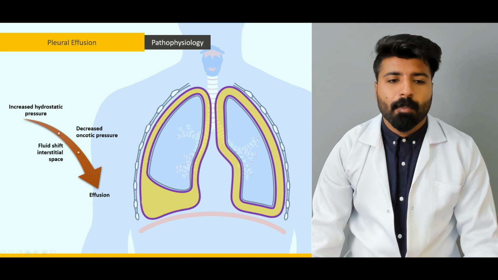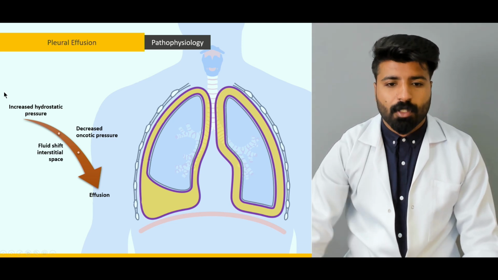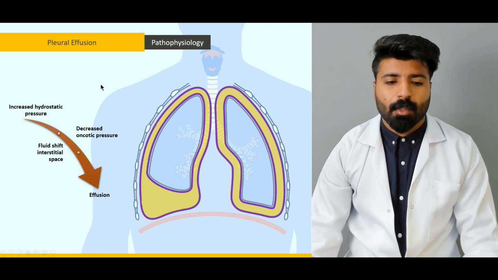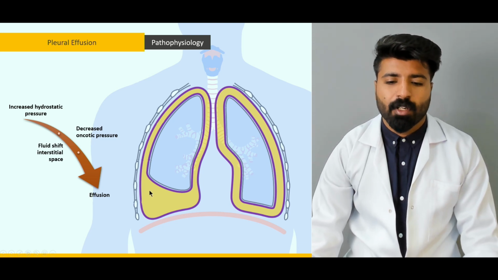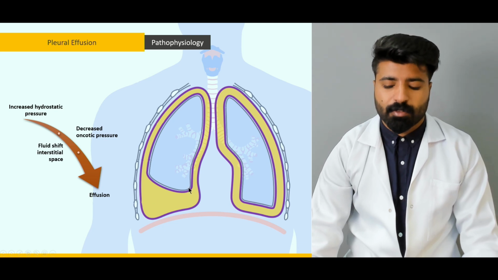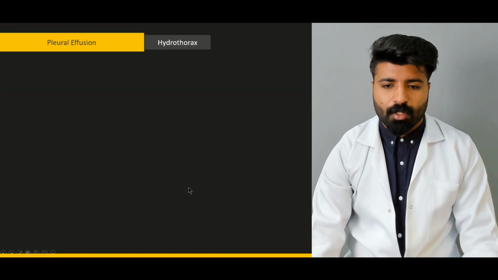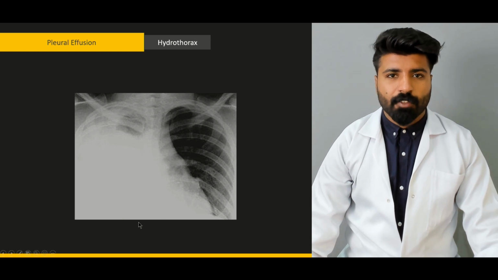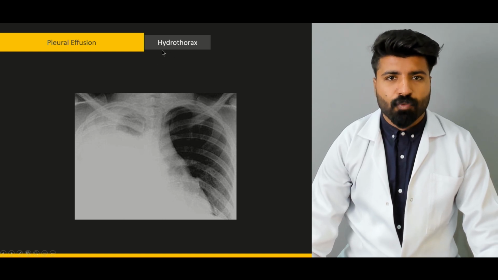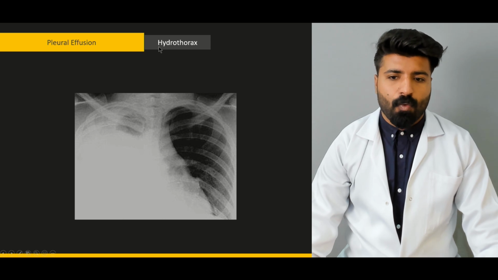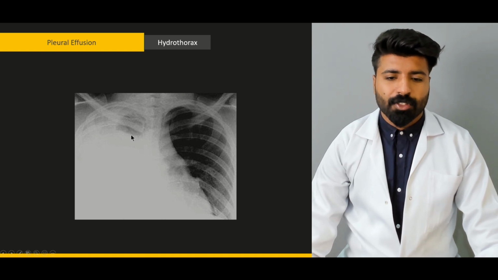So in this slide, we learned about all the causes of pleural effusion and their classification, but the basic concept is this: increased hydrostatic pressure, decreased oncotic pressure, fluid will shift to interstitial spaces and will cause effusion. And this is what effusion will look like. In this radiological film, you will see pleural effusion. You'll ask, what kind of pleural effusion is this? This is actually water. Whenever you hear the word hydro, it means water. Hydrothorax means water in the thorax.